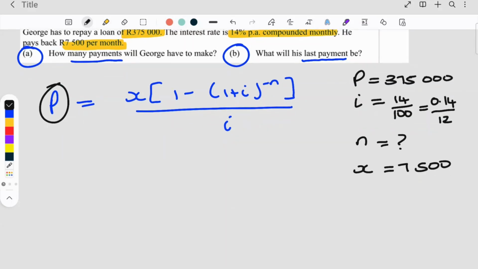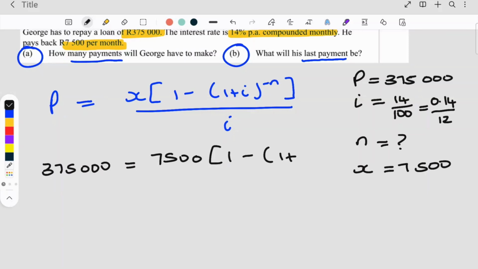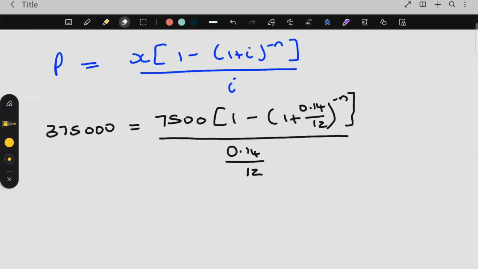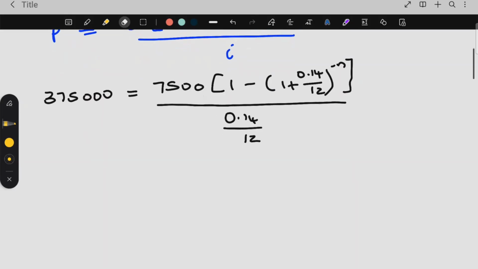Okay, let's put this in our formula. So P is the 375,000. X is this one over here, so it's 7,500. 1 minus 1 plus the interest is this over here, so we write it as a decimal. And then we don't know what N is. And everything over this. Okay. We need N to be by itself.